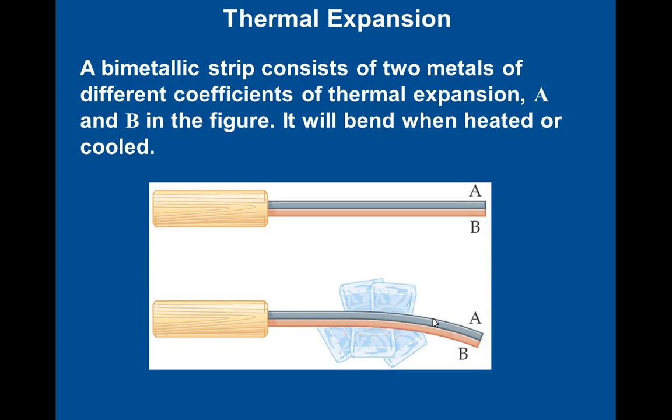A bimetallic strip consists of two metals with different coefficients of thermal expansion. So if you heat them up or cool them down, their lengths change by different amounts, and so you can get bending involved.